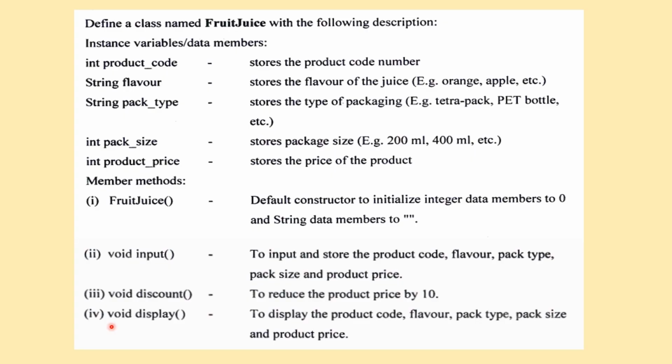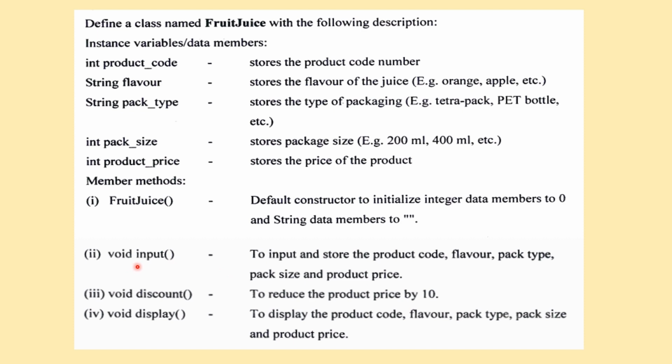Okay, so let's read through the question properly. Define a class named FruitJuice with the following description. We are given some data members, five to be exact: product code, flavor, pack type, pack size, product price. We just need to implement these in our class. And okay, member methods. First one does not have a return type, so it is a constructor, a default constructor to initialize data members. We're just going to take each and every one of these and initialize it to the default values.